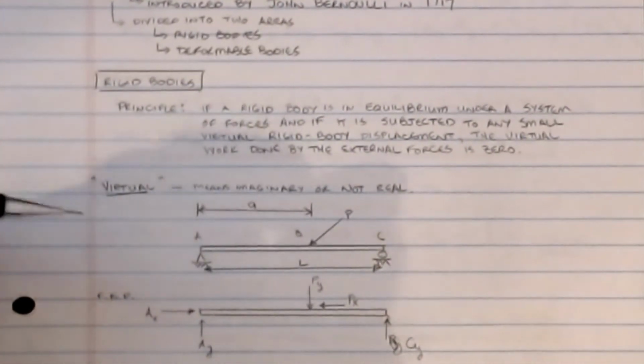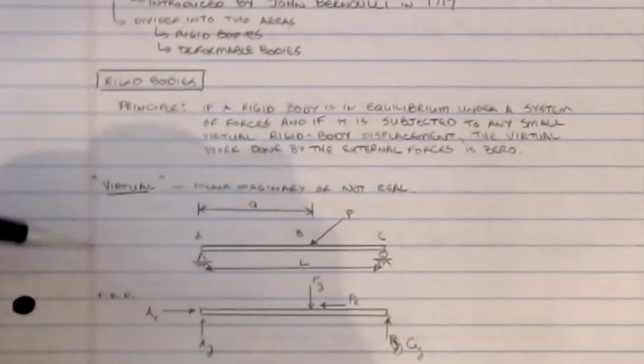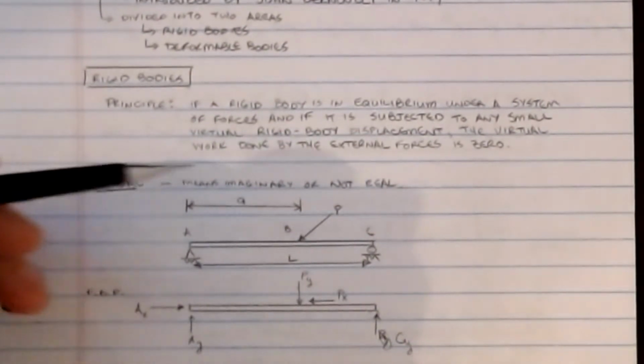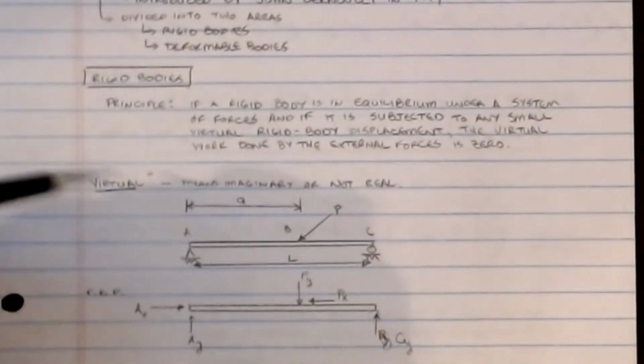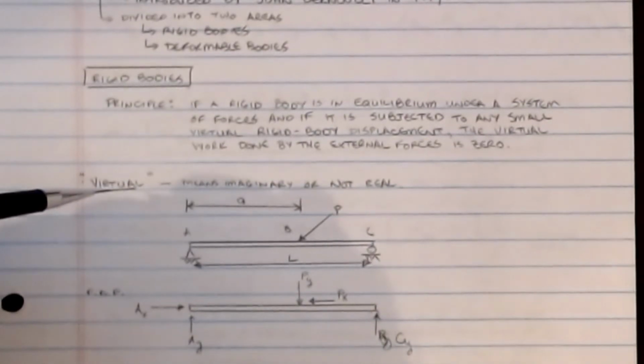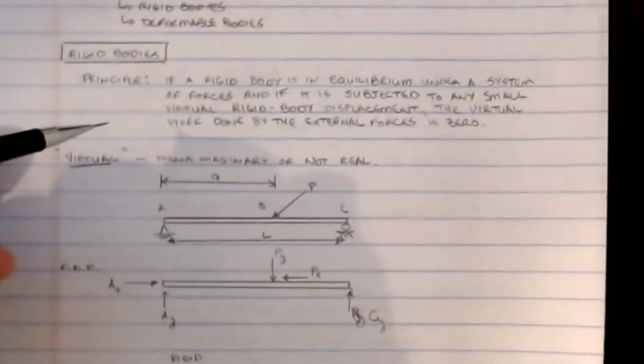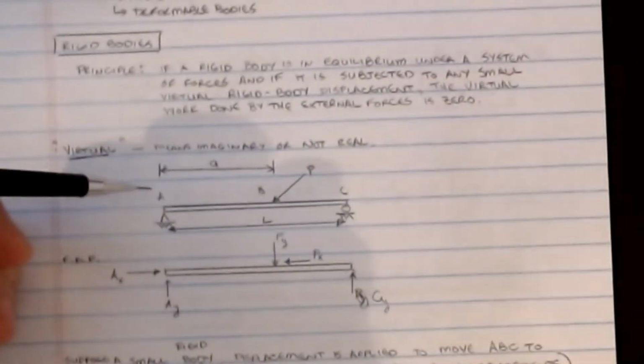Now, the definition of virtual is basically an imaginary or non-real displacement. So we're going to create a virtual system, and then we're going to calibrate it back to what the real system is doing. We'll show you what we mean by that. The basic derivation looks something like this.